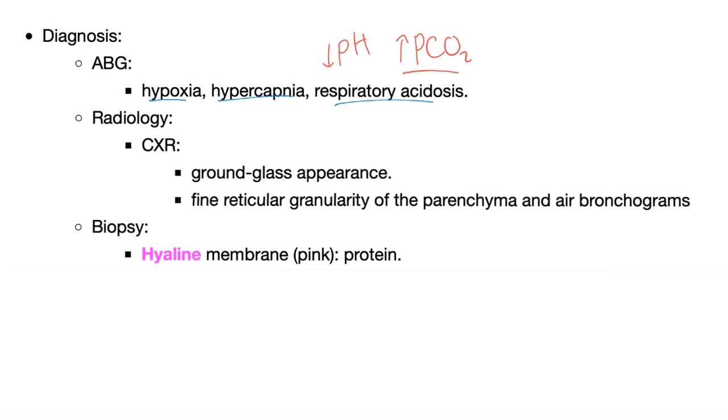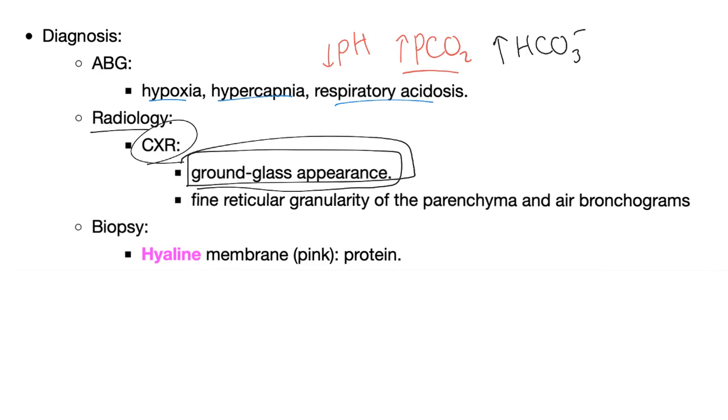The kidneys are trying to compensate. Respiratory acidosis, let's make a metabolic alkalosis to compensate. How do you want to do an alkalosis? You do an alkalosis by increasing the base or the alkali and increase bicarbonate. Radiology, chest x-ray, ground glass appearance, very important.